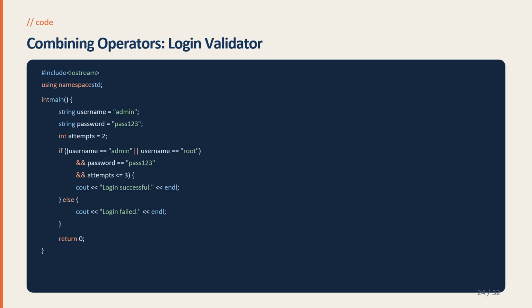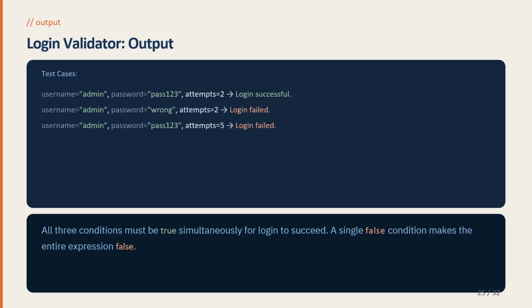Combining logical operators: complex conditions often combine and, or and not. In this login validator, the user name, password and the number of attempts must satisfy the required conditions for successful login. The test case clearly shows that if any required condition fails, the login attempt is rejected. This illustrates the importance of combining conditions correctly.